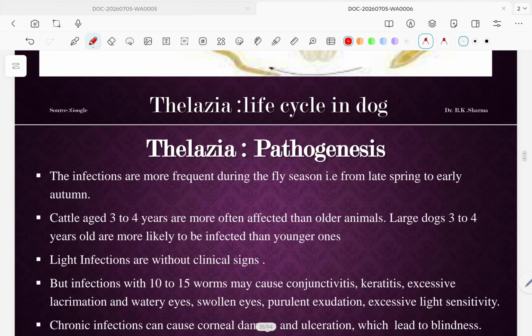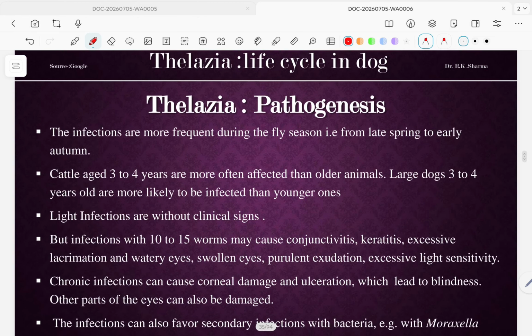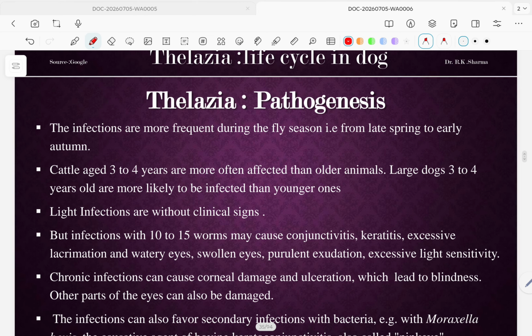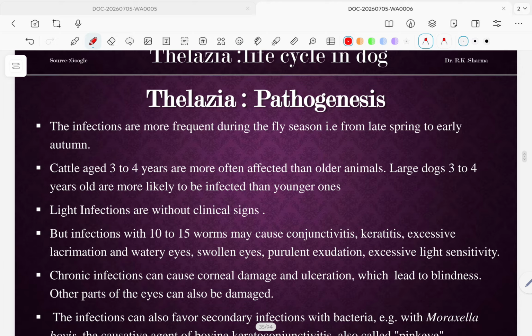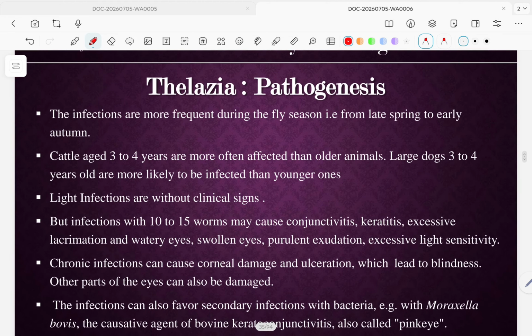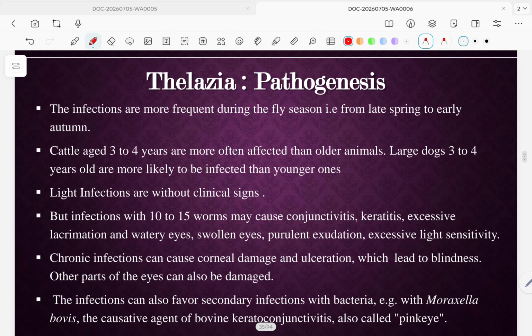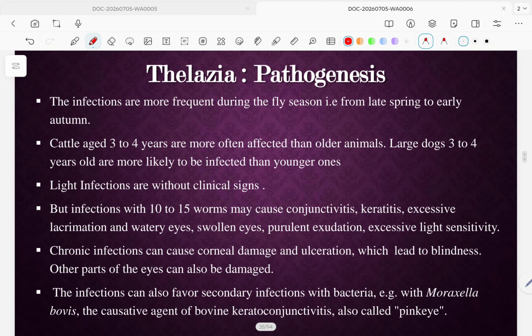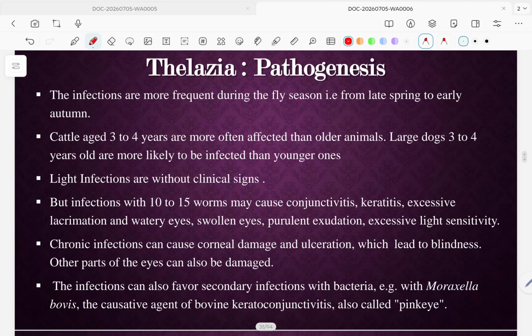Thelazia pathogenesis. The infections are more frequent during the fly season, for example from the late spring to early autumn. Cattle aged 3 to 4 years are more often affected than older animals. Large dogs 3 to 4 years old are more likely to be infected than younger ones.